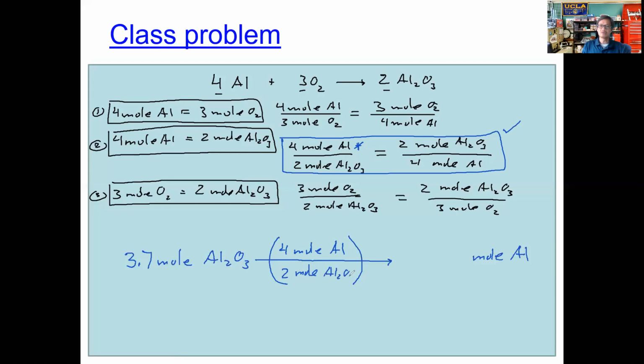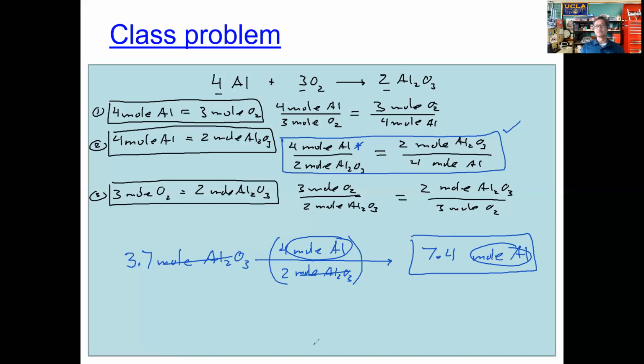And the reason why we choose that one is because then we are allowed to cancel out that unit of aluminum oxide, and we end up with moles of aluminum in the numerator on both sides. Okay? So at this point, we can go ahead and plug in our numbers. So basically double the amount of aluminum oxide, and we end up with 7.4 moles of aluminum. And that, folks, is our answer.